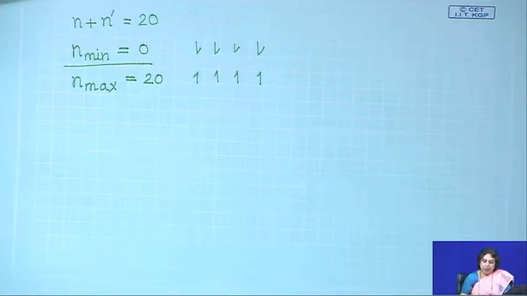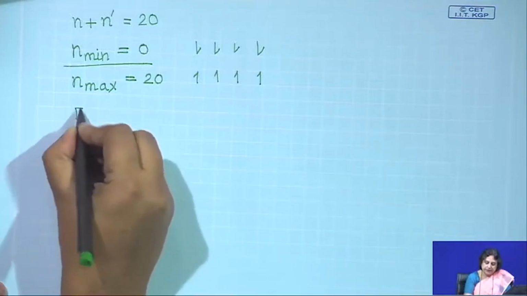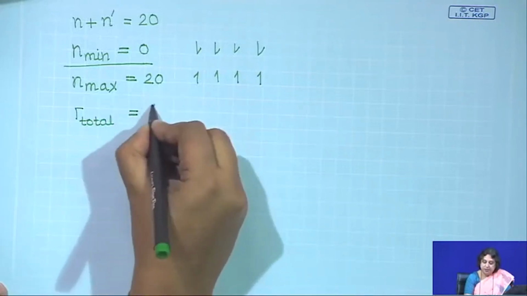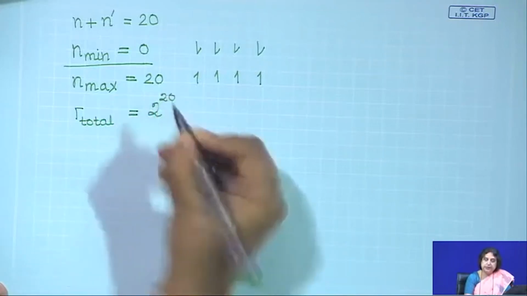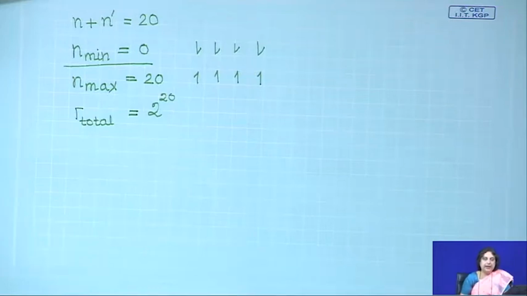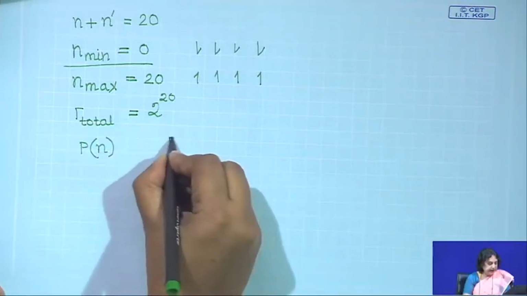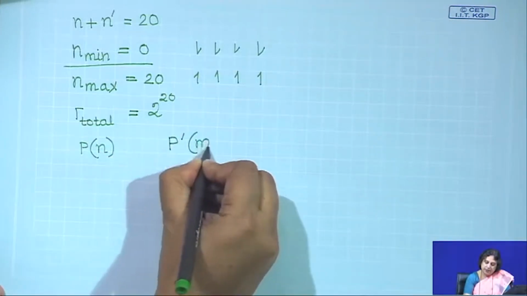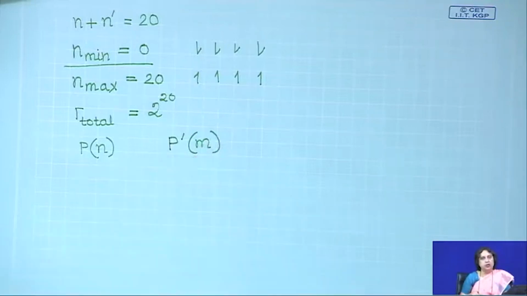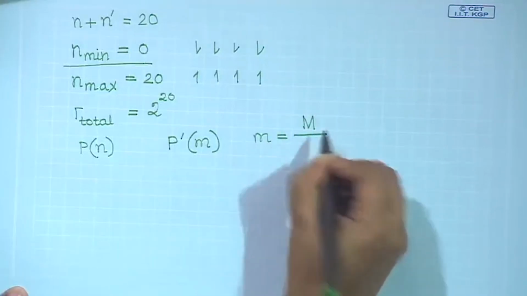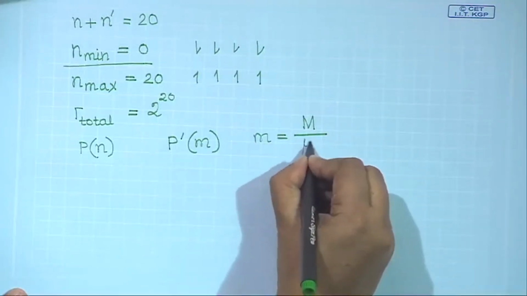Okay. Now, the question is, what is gamma total here? The gamma total now is going to be a much larger number, that is going to be 2 to the power of 20. Okay? And I can find out the probability associated with a given value of n, or equivalently I can find out the probability distribution for a given value of m, where small m is equal to capital M, the total magnetic moment of the system, divided by mu.